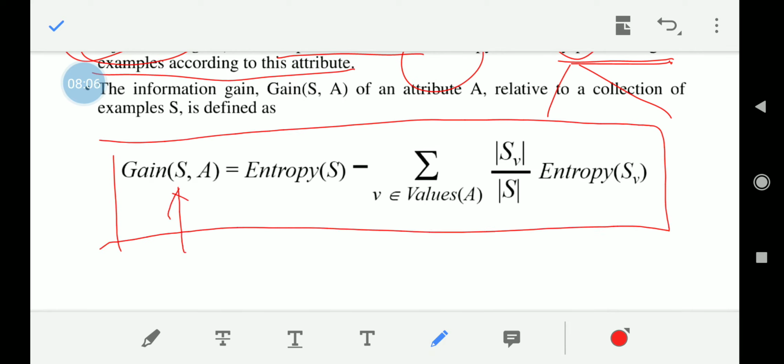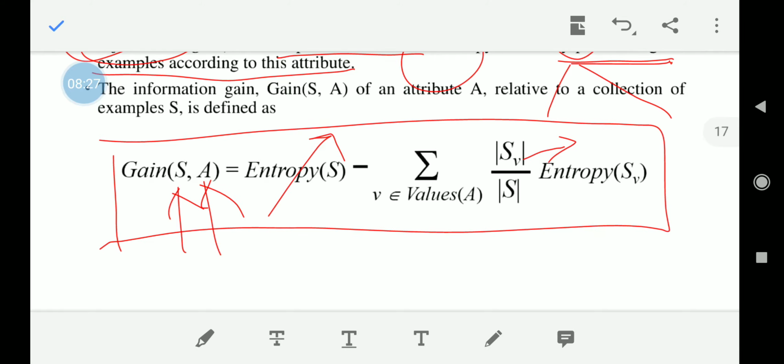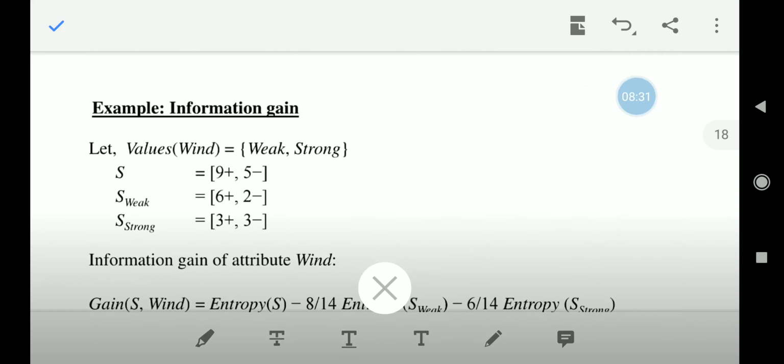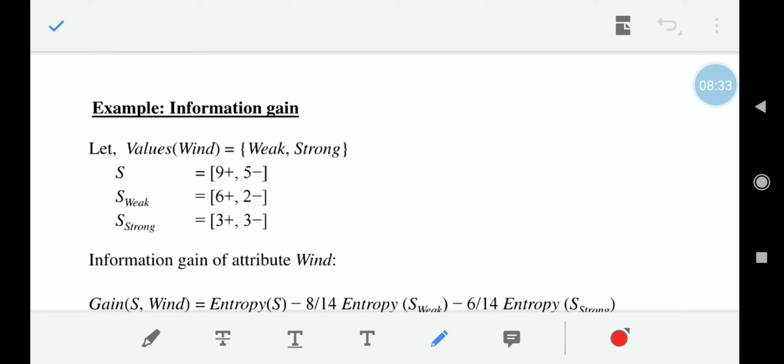S is the sample space, A is the attribute. This entropy is for the whole set, all 14 examples. S_v is for a specific attribute value. We will see examples, and you will understand better. In this example, we are taking the attribute wind.